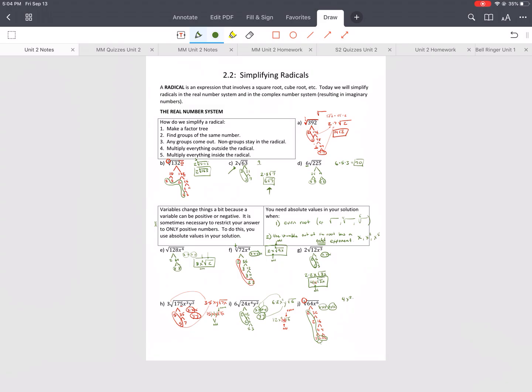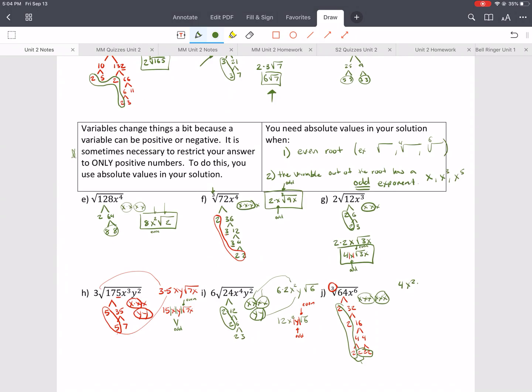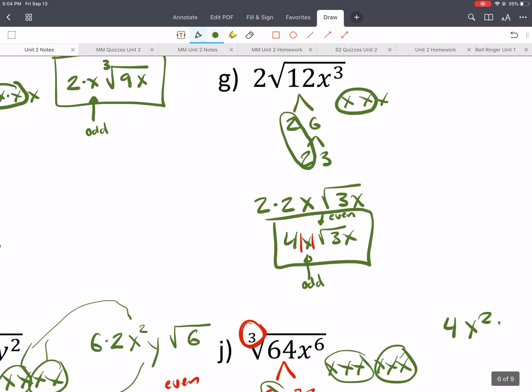Since they're in order, I should probably write those in different orders, so it's always going to be odd, even. So like here we have odd, even.